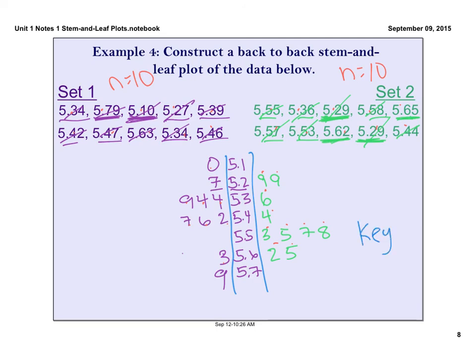So the key, and I'll just use the 5.29. It doesn't really matter. So 5.2 and the 9 is going to equal 5.29 in this data set. So, all right, that is going to take us to the end of our lesson for today.